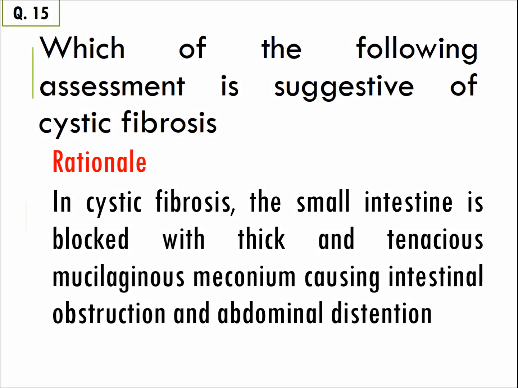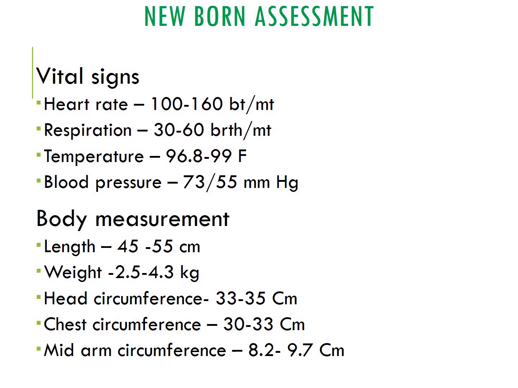Let's go for a quick review of what we already learned regarding newborn assessment. As we all know, the heart rate of a newborn is from 100 to 160 beats per minute, respiratory rate from 30 to 60 breaths per minute, temperature is 96.8 to 99 degrees Fahrenheit, and blood pressure in the newborn is 73 by 55 mm Hg.